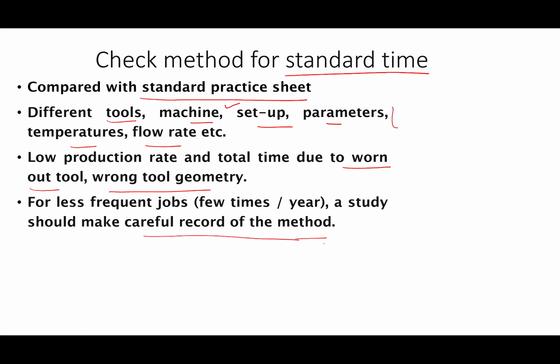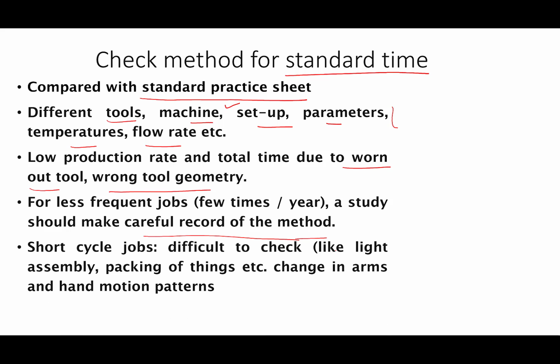Okay, so in case of less frequent jobs, this has to be identified with care, like whether it is happening in a routine or regular interval or is an occasional element. Similarly, short cycle jobs are really difficult to check, like making light assemblies, packing of food or packing of things. Here the time consumed may depend a lot on the way the worker applies himself during the job, like changes in arm or hand movement during performance of the job. So these are more difficult to check as compared to a macro scale job, where the job is completed in say a few minutes or a few hours.